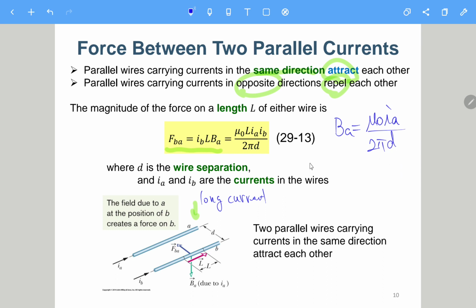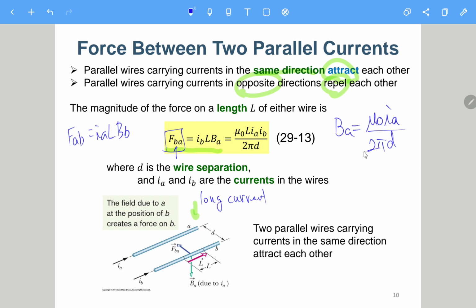Here FBA is the force acting on the wire B due to the wire A. And actually you can do the same thing for FAB, with IA and then L times BB. You will get exactly the same value. You can try it by yourself if you have interest.